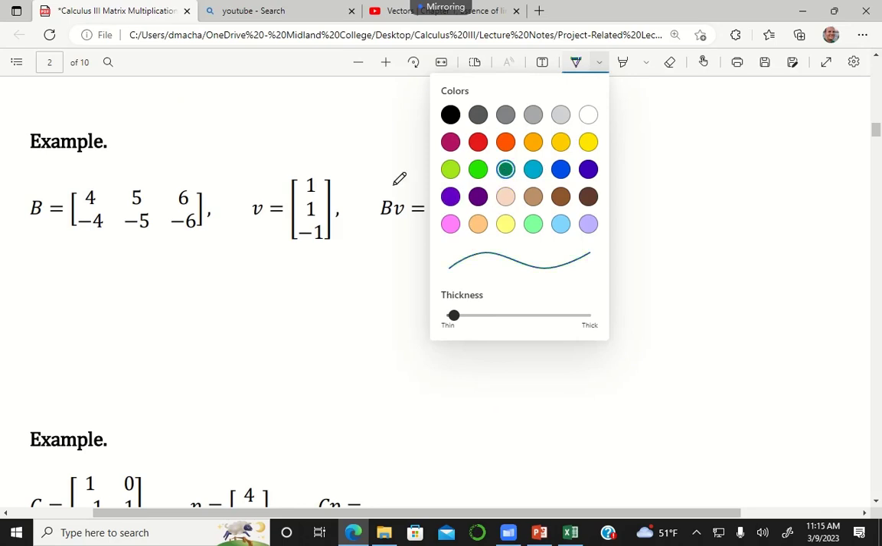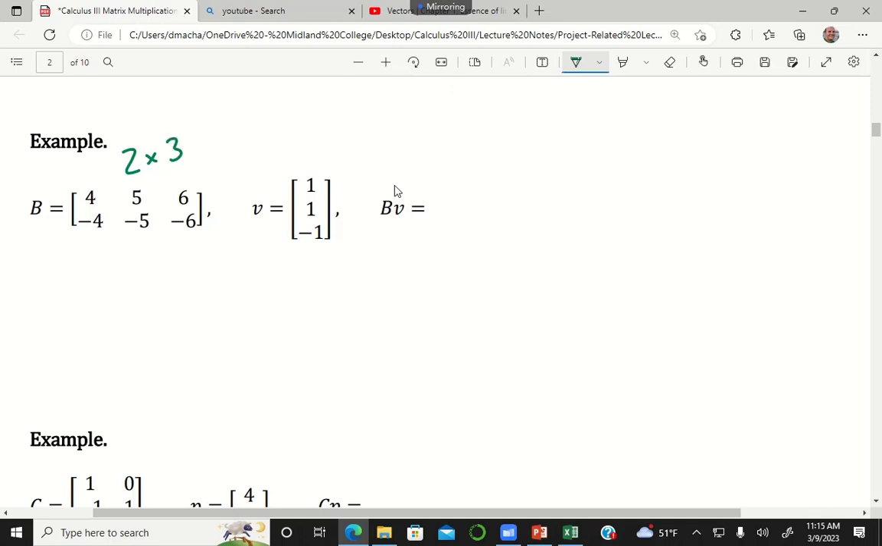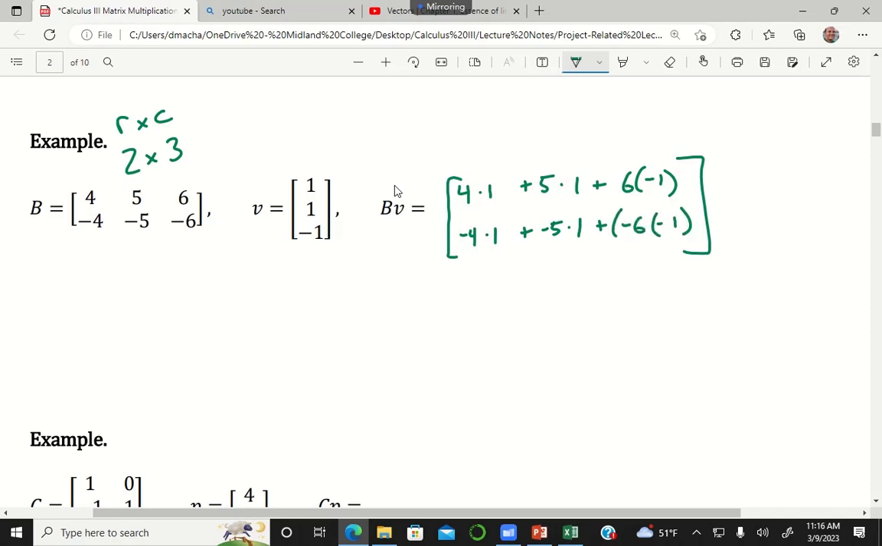This matrix B over here is what I would call a 2 by 3 matrix because it has 2 rows and 3 columns. And I can still multiply this B matrix times this V vector. The matrix vector product is going to be a vector with 2 entries. And so it's going to be 4 times 1 plus 5 times 1 plus 6 times negative 1 for the first entry. And then for the second entry, it'll be negative 4 times 1 plus negative 5 times 1 plus negative 6 times negative 1.